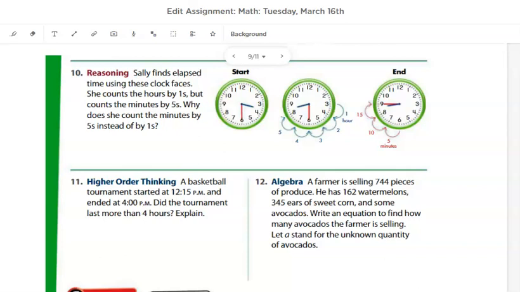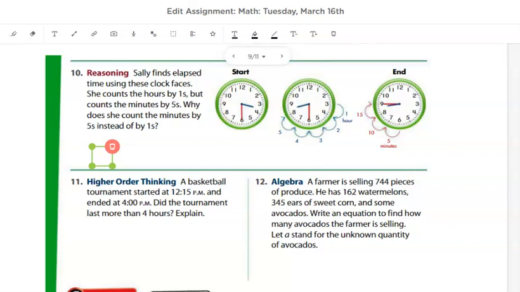Number 10. Sally finds elapsed time using these clock faces. She counts the hours by ones, but counts the minutes by fives. Why does she count the minutes by fives instead of ones? Now you are going to use the typing tool to tell me why.